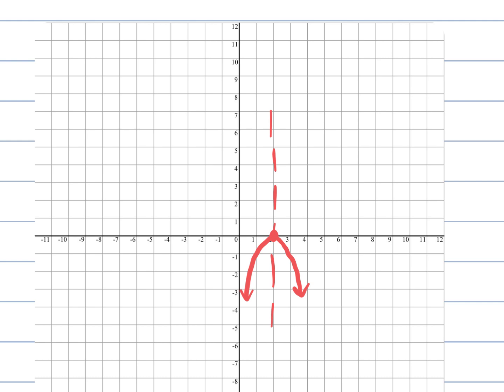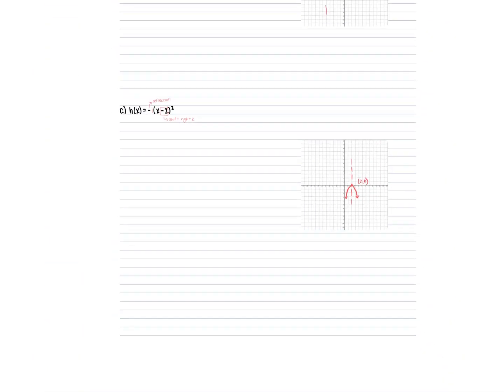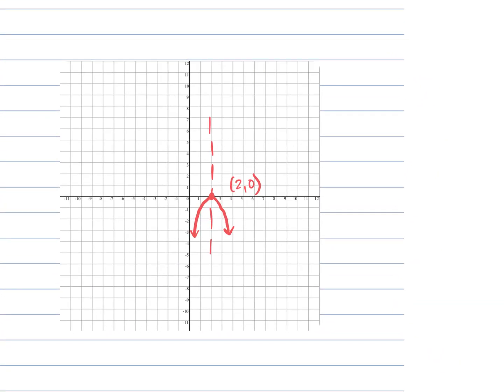It's 2, comma 0. Why is it 2, comma 0? Because the x goes first, okay? Mia, where would 0, comma 2 be? 2 down. Yeah, on the y-axis, okay? All right, guys, that's it for example C. It should have been an n-looking graph, okay?